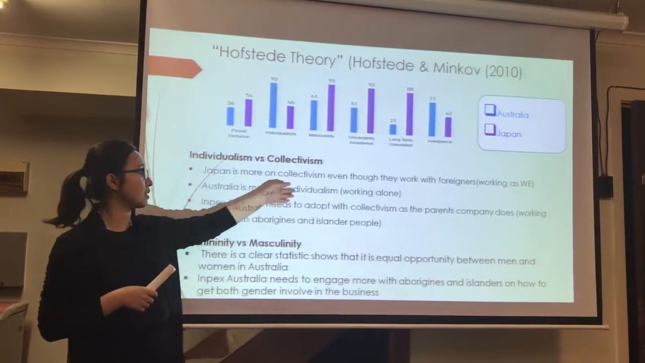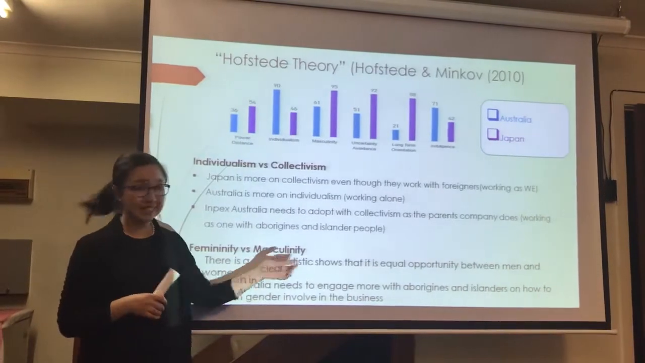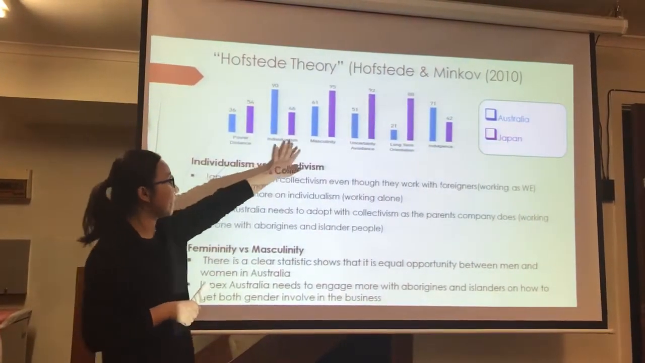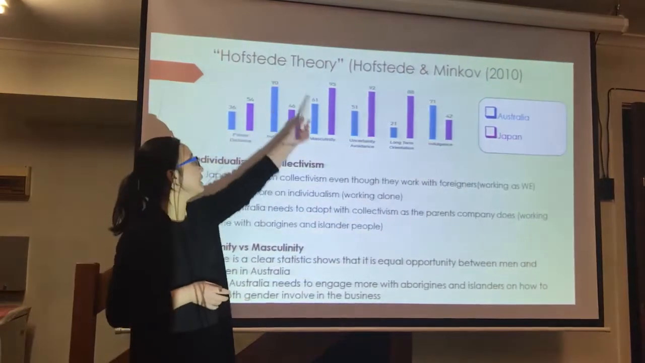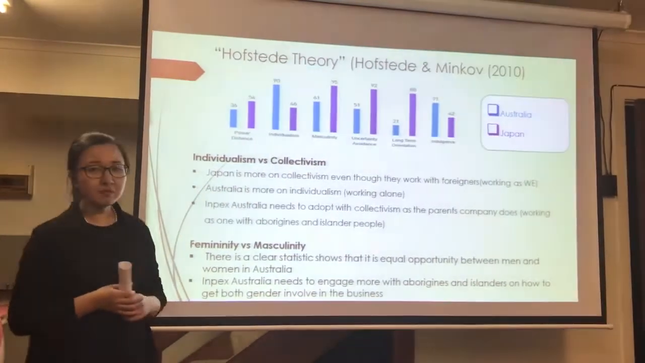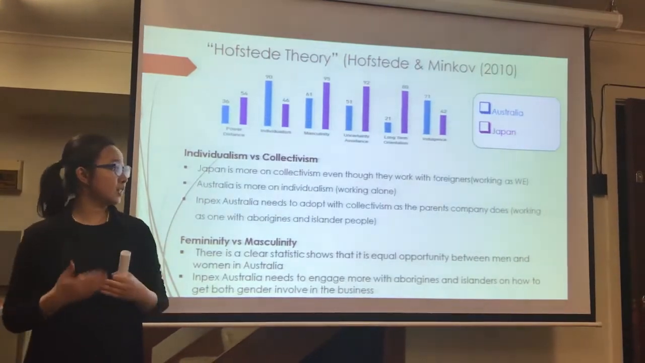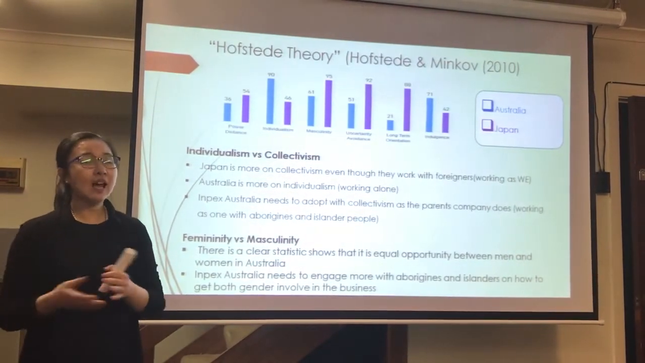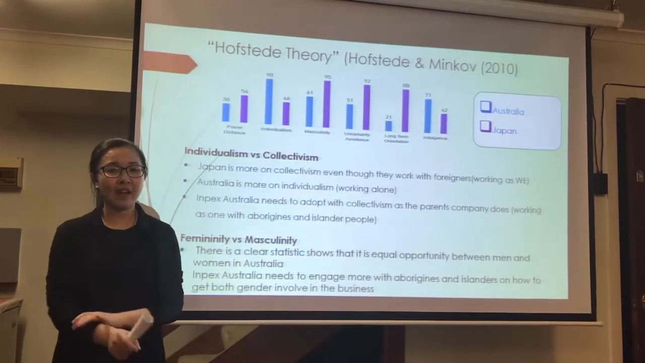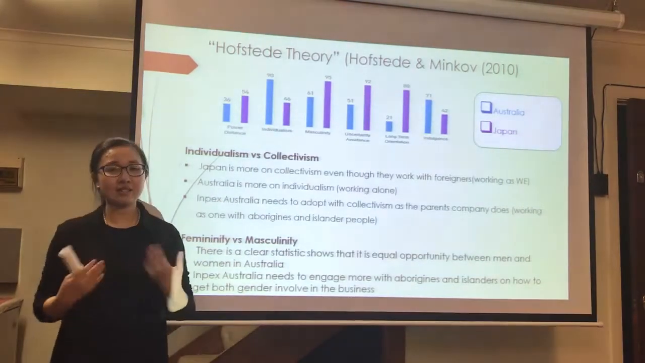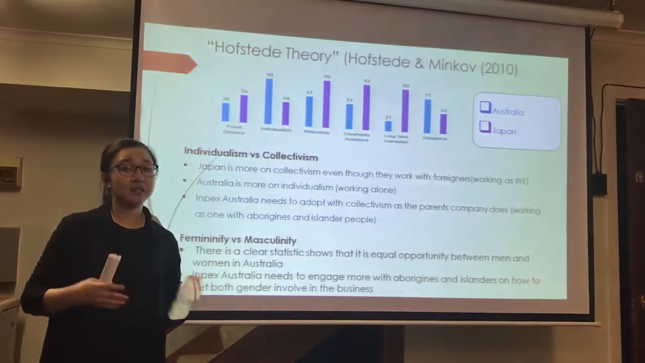Alright, for Hofstede theory, I'm going to cover the first 2 parts, which are individualism versus collectivism, and femininity versus masculinity. As you can see from the graph right here, the Hofstede graph for individualism shows that Japan has a collectivist orientation, and Australia has an individualist orientation. So what does that mean? Individualism means you work as an individual. Collectivism means that you work as a team, so it's not I, but it's we.